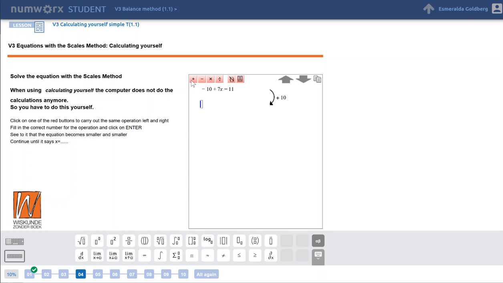Whatever we do on one side, we have to do on the other side as well. So the left-hand side becomes 7x, and the right-hand side becomes 21, because 11 plus 10 is 21. Now we have what we want. X is on the left, regular numbers on the right. So the last step is to divide by whatever we have in front of x. 7 times x is 21. That means dividing by 7 to find out what x is. x has to be 3, because 21 divided by 7 is 3.